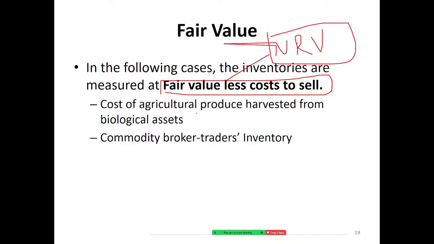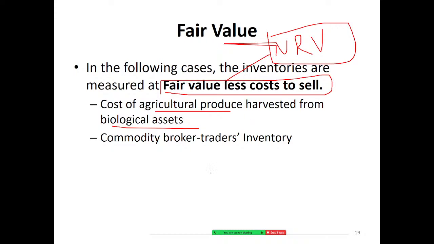So the cost of agricultural produce harvested from biological assets. Take a paddy field. At the time of harvest, how do we value the inventory? Very simple. We have to find the market price and deduct any related cost to sell, such as transport or freight cost. They may also incur drying cost for the paddy, so that cost may be deducted from the market price.